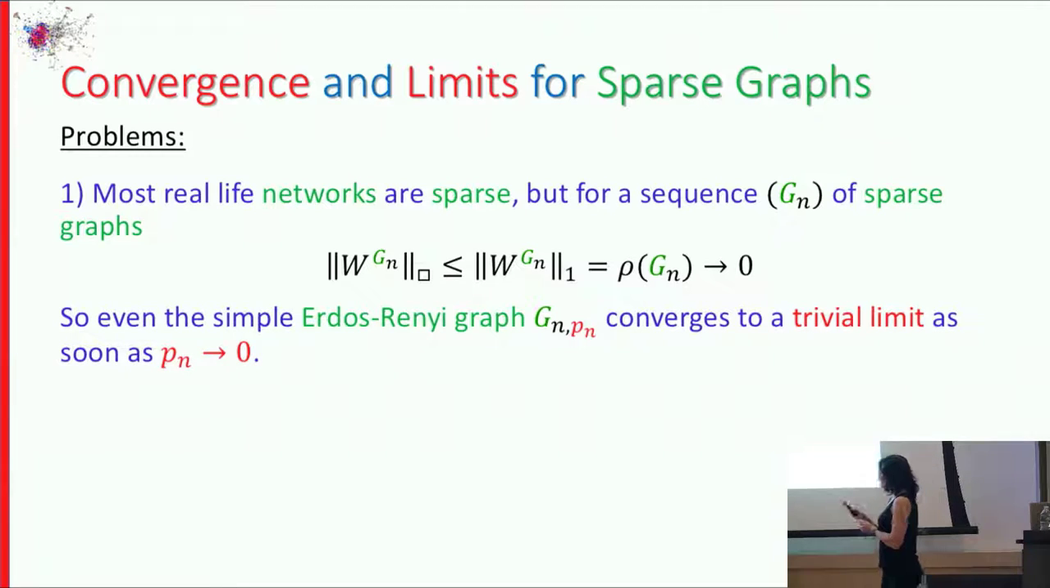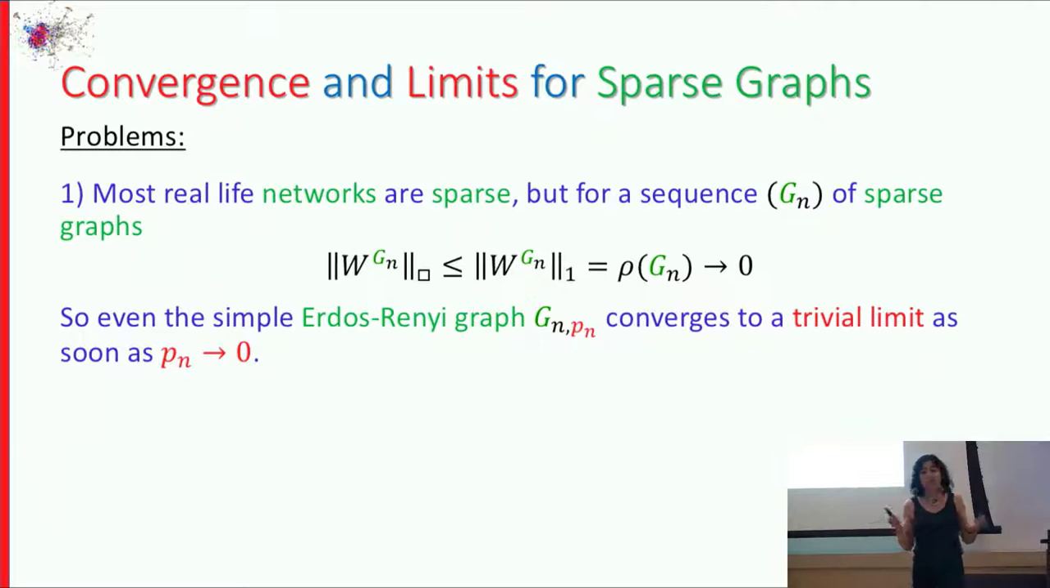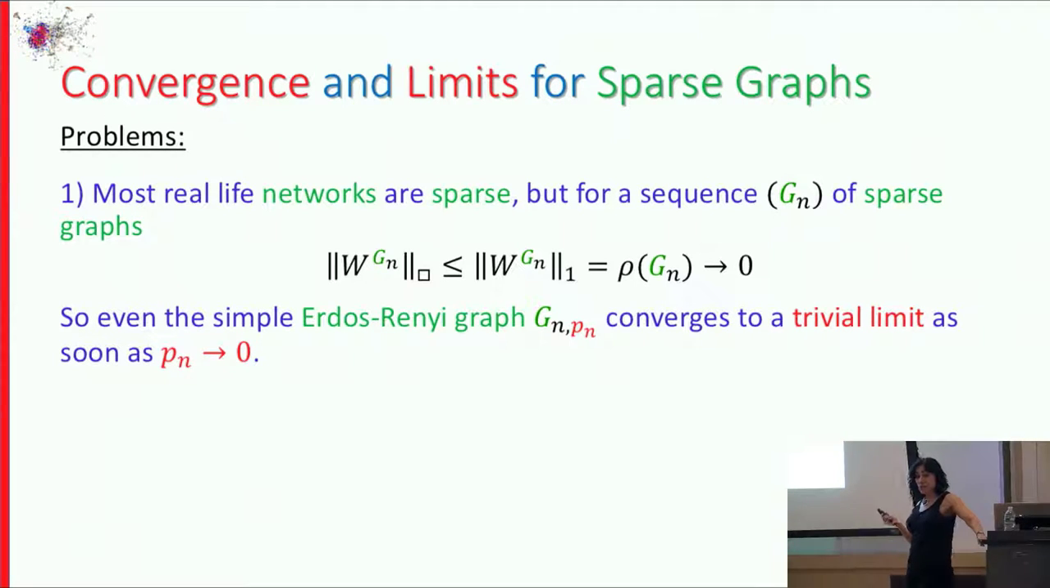Okay, well, here are the problems. The cut norm, which was this great norm that we used, is bounded by just the one norm, which is, you know, the integral with the absolute value inside, which is equal to the density of the graph, which goes to zero. So even the simplest graph converges to something trivial, okay? So this is not a good thing. I mean, there's no contradiction, but this is just trivial.